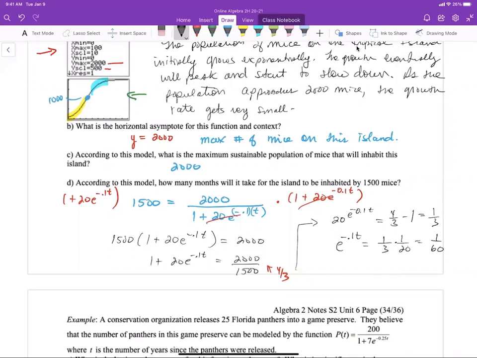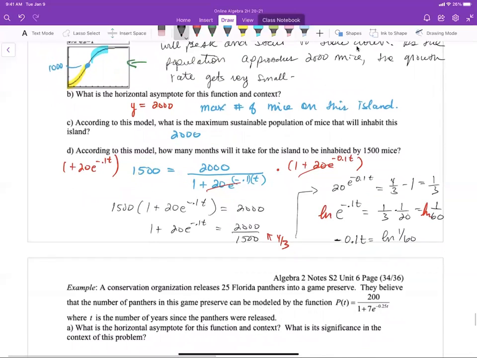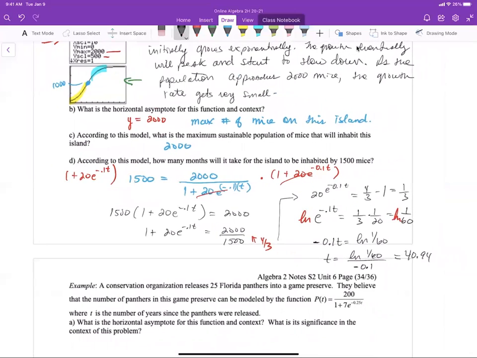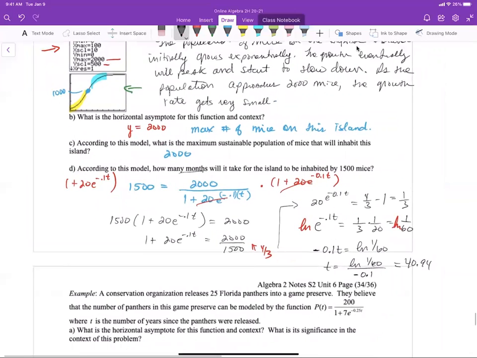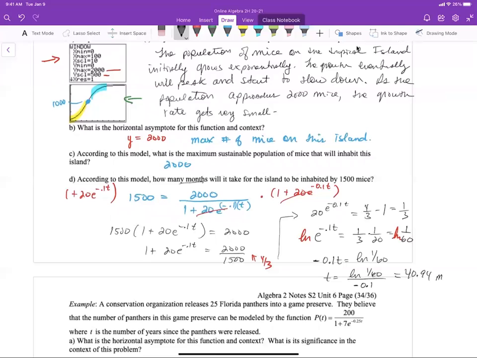Okay, how do I get rid of the exponent? I am going to take the natural log of both sides, and I get negative 0.1 times t is equal to the natural log of 1/60. I then divide both sides by negative 0.1, and I find t to be equal to the natural log of 1/60 divided by negative 0.1, and I will find that t to be 40.94. And now we have to make sure we know the units, and t was given in months, and so this is the number of months.